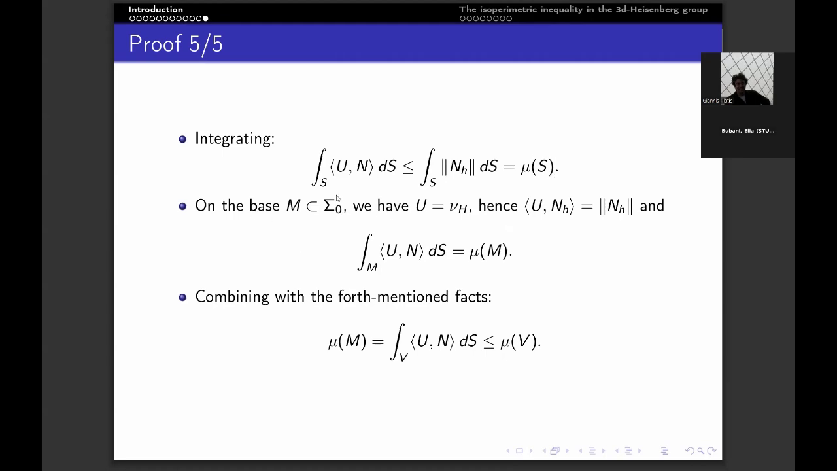Then on the base manifold, which is the base of our region, here we can see that u is equal to the horizontal normal unit vector. Because of the definition of the horizontal normal unit vector, this product here is practically the norm of the horizontal component of the normal unit vector n to the surface. We can combine everything here using this equality and this fact, and we can see that m practically is a minimum.